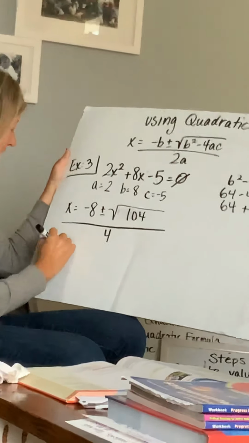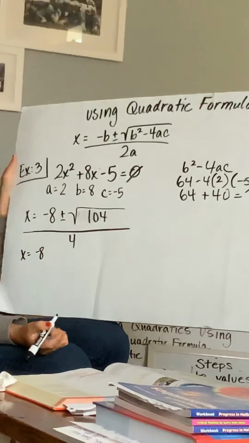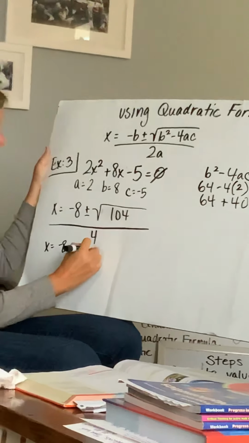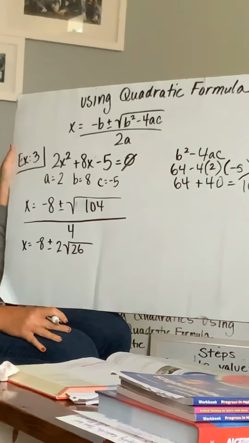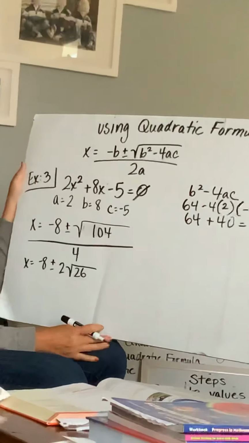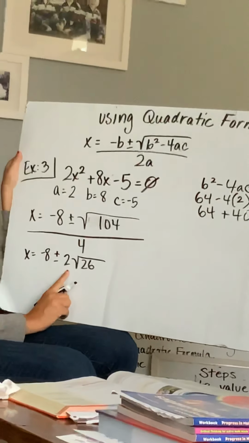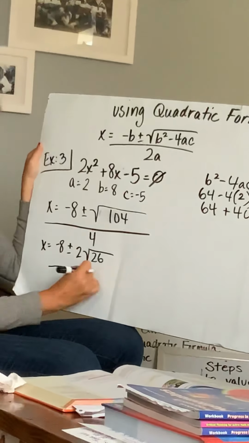So we have x equals negative 8. So the square root of 4 is 2. So we're just going to put that to the outside of our radical like we did last chapter. And can you silence that for me? Okay, so square root of 4 is 2. We bring that to the outside of the radical. We leave root 26 in there, and we put that all over 4.